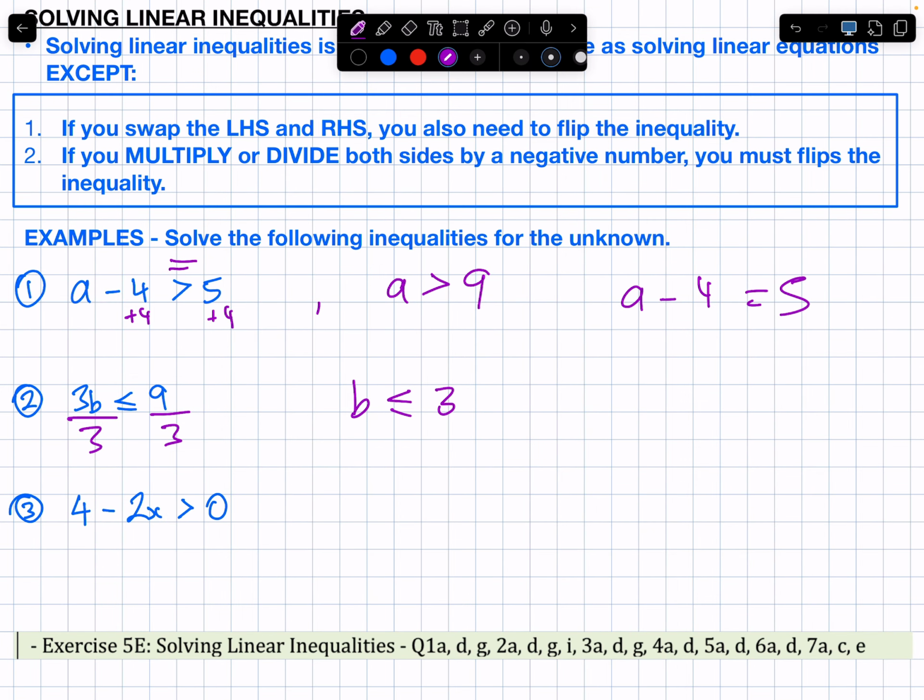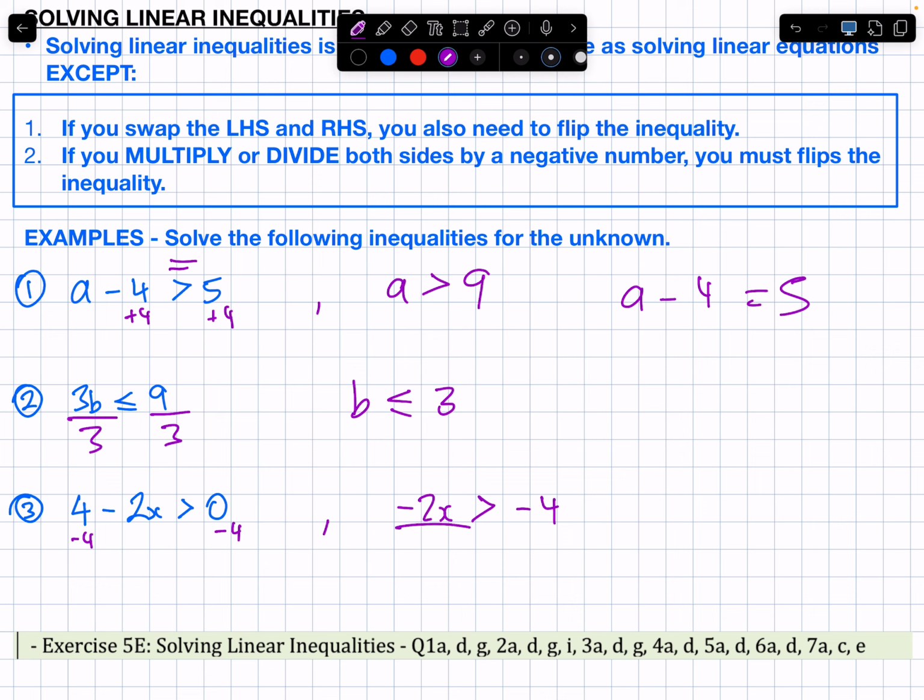Last example, let's have a look. How would I get rid of this positive 4? What's the opposite of adding 4 to something? So if I take 4 from both sides, what are we going to have? You're going to have negative 2x greater than 0 take 4, negative 4. What's negative 2 doing to x here? What's the sign there that's not written? Timesing. What's the opposite of timesing by negative 2?